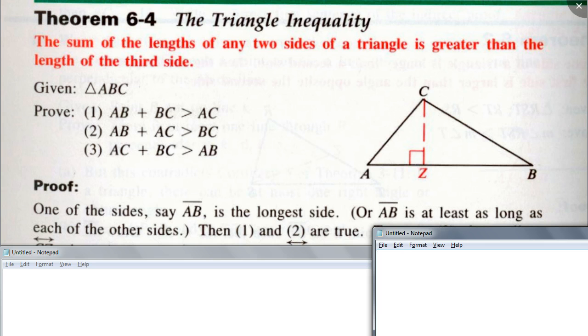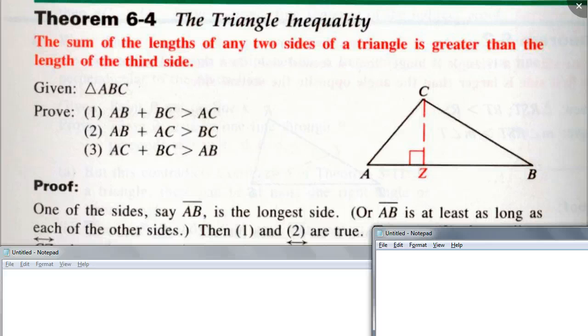Now, the interesting case is the third case. If AB is the longest side, then is AC plus BC greater than AB going to be true? Yes. How would you go about proving this? That's the interesting part. Parts 1 and 2 are sort of obvious by the property of inequality. Is that okay? So how would you go about proving 3? Yeah, Jason?